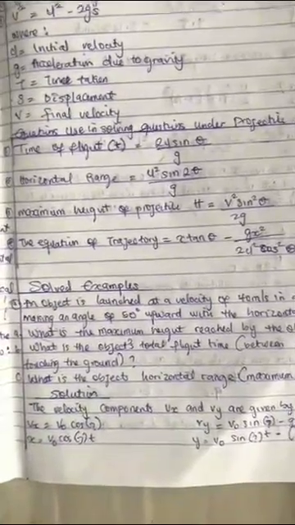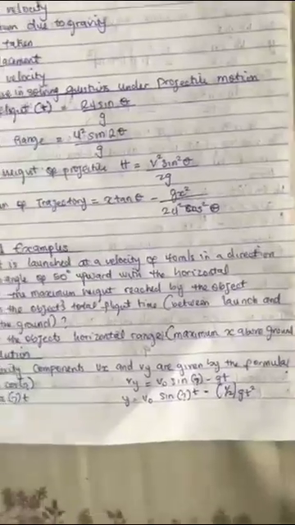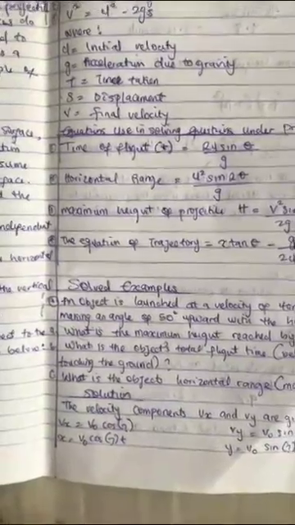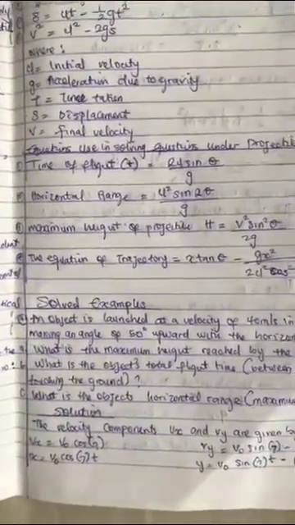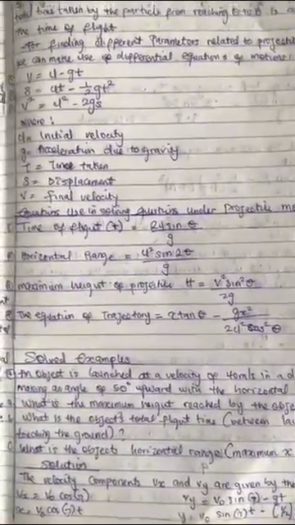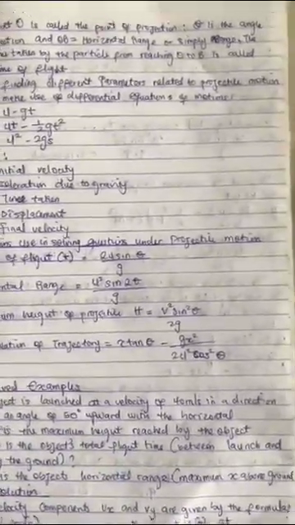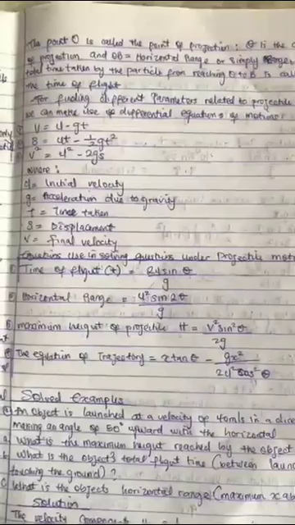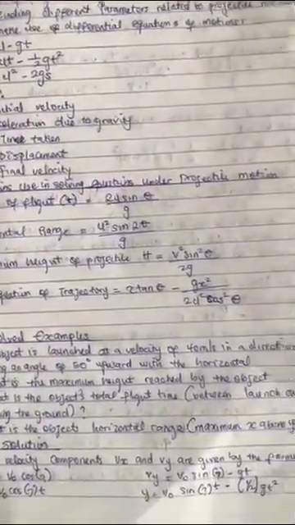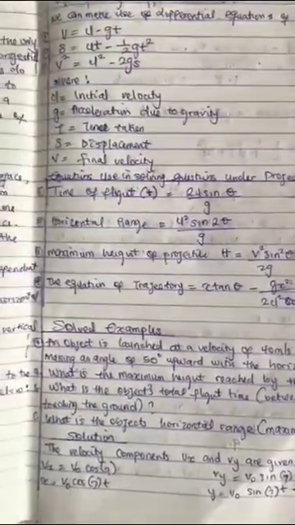For finding different parameters related to projectile motion, we can make use of the equations of motion. We have v equals u minus gt, s equals ut minus half gt squared, v squared equals u squared minus 2gs, where u is our initial velocity, g acceleration due to gravity, t time taken, s displacement, v our final velocity, in a direction making an angle of 50 degrees upward with the horizontal.